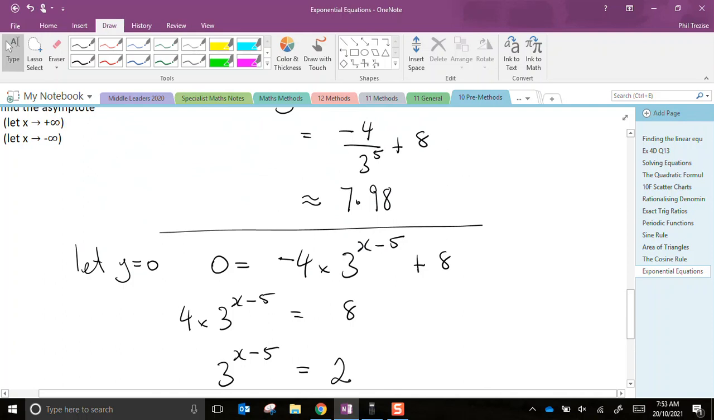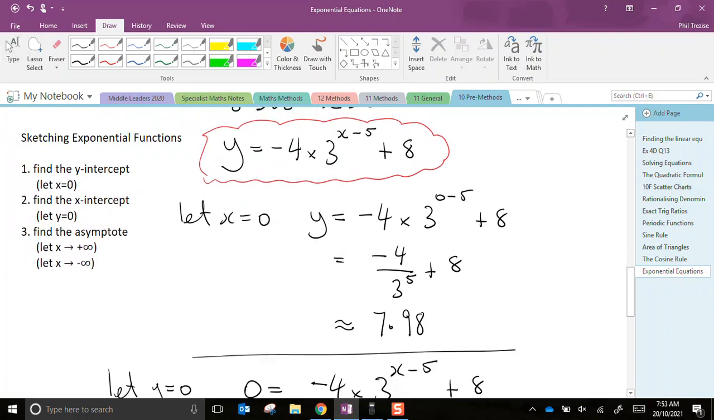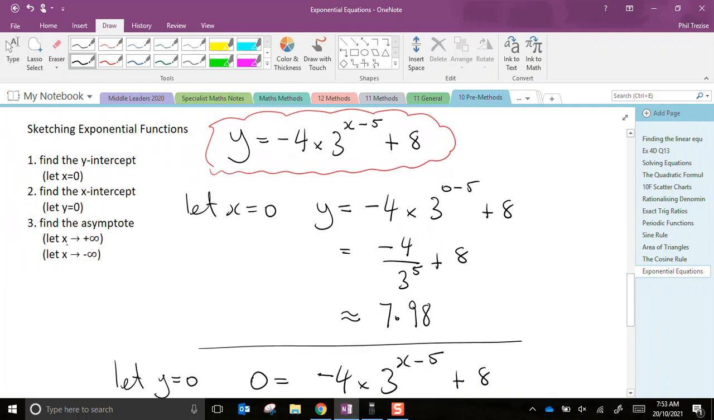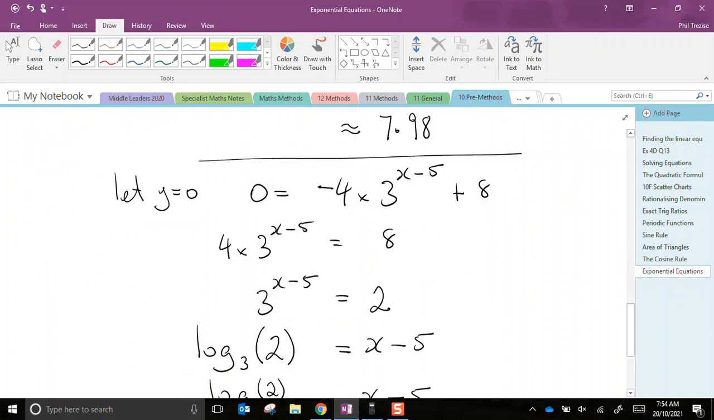Now for the asymptote. For the asymptote, we have to consider what happens as x approaches positive infinity and as x approaches negative infinity. In other words, as we move a long way to the right or a long way to the left across the graph. So there's my function. I'll first check out what happens with positive infinity.